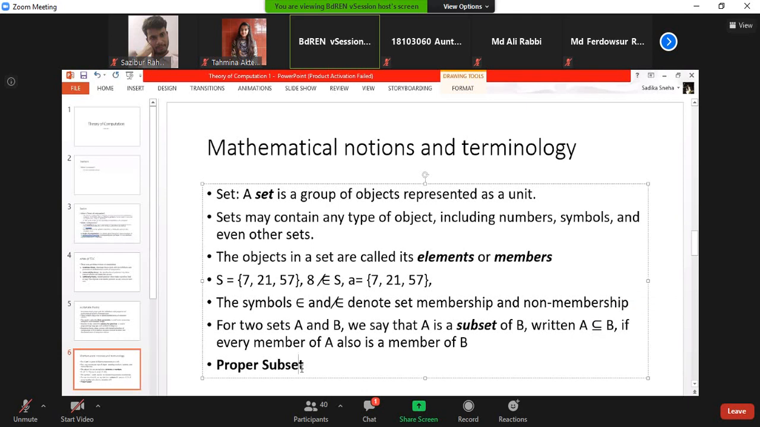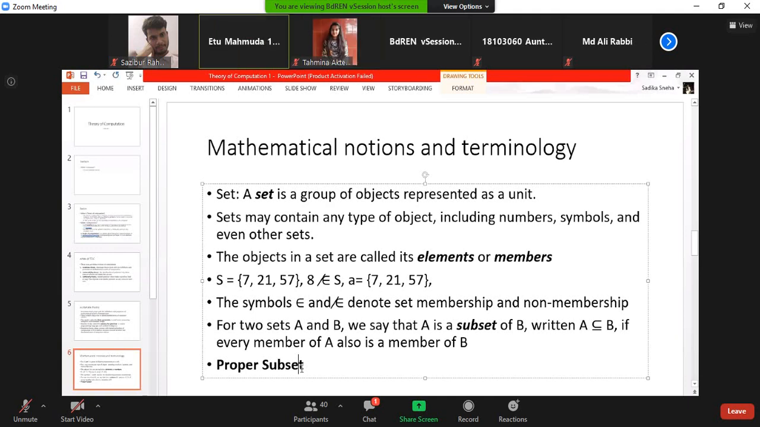Can anyone tell me? Do we remember? Are you sleeping or giving search? No, ma'am. What is a proper subset? Memory to all the elements of the set. Do you remember or not? Tell me that. Or maybe not. Not remember, ma'am.